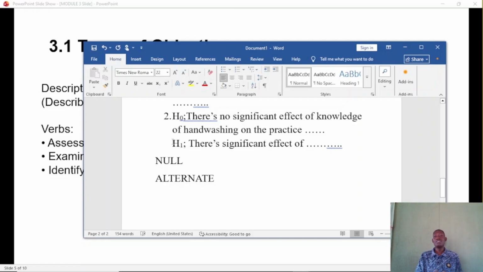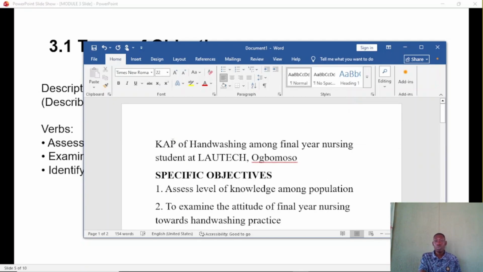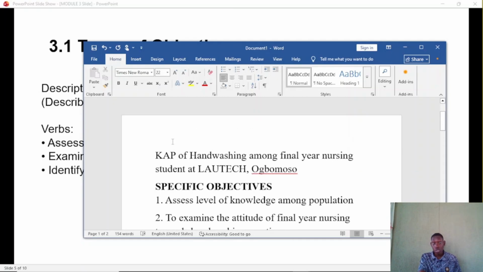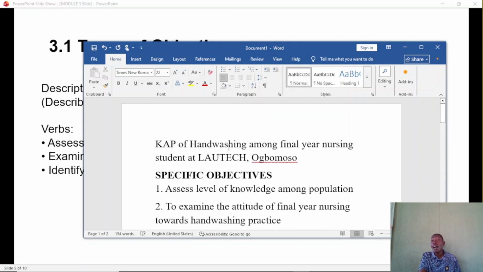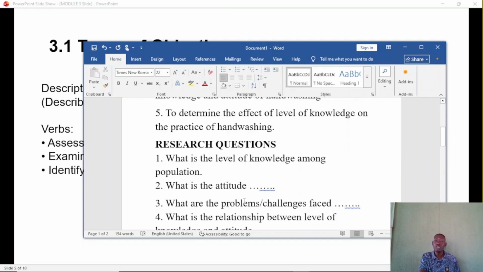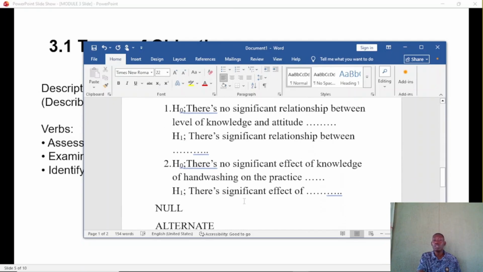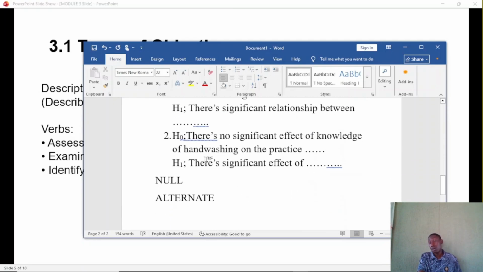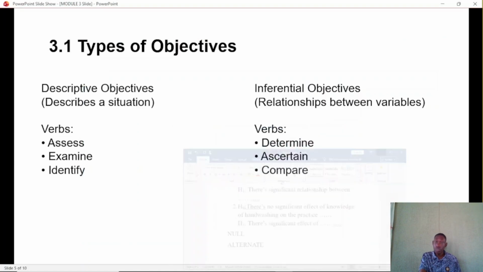I think I've covered everything concerning your broad objective and specific objective. Your broad objective is just your topic directly, and it is also called the aim of your study. We mentioned what specific objectives are, how to formulate them, your research questions, then your research hypothesis. You will have two forms of hypothesis, the null and the alternate. So thank you very much.